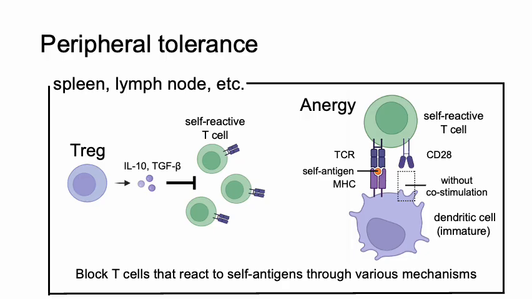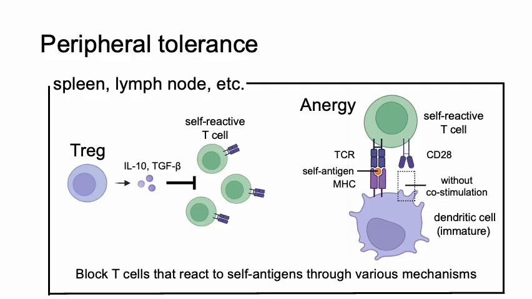However, sometimes a few self-reactive T cells escape the thymus. This brings us to the second stage, peripheral tolerance. This happens in the spleen and lymph nodes. Its job is to block these escaped T cells from causing damage. There are a few ways this works.